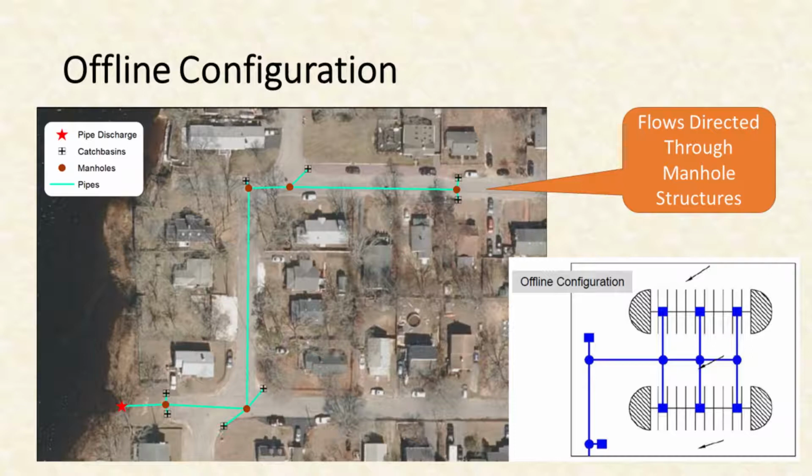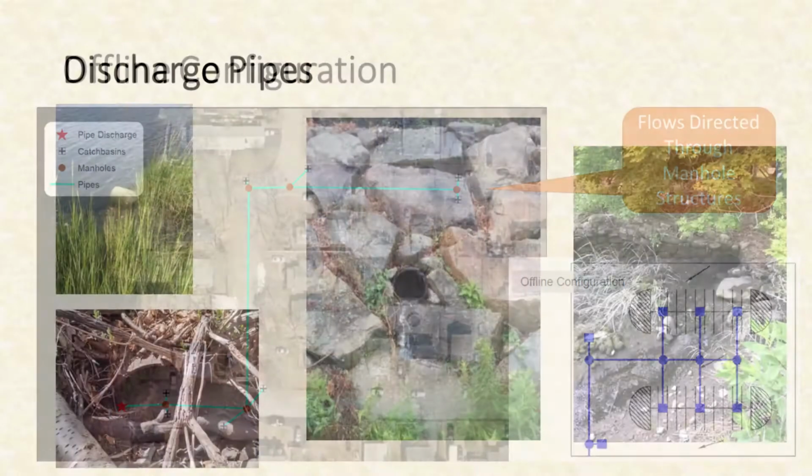An offline storm drain system redirects stormwater flows through manhole structures, reducing high-velocity flows going through catch basins. This type of network is more effective at retaining sump debris and thereby reducing pollution at the discharge point. The offline design is superior to the online design.